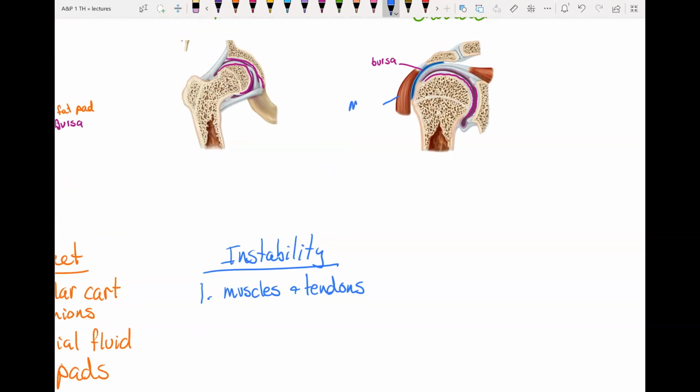So here you can see an example of a muscle in your shoulder joint. And then here is the tendon. So you can see how the muscle and its tendon cross the joint, and that helps hold the joint together.